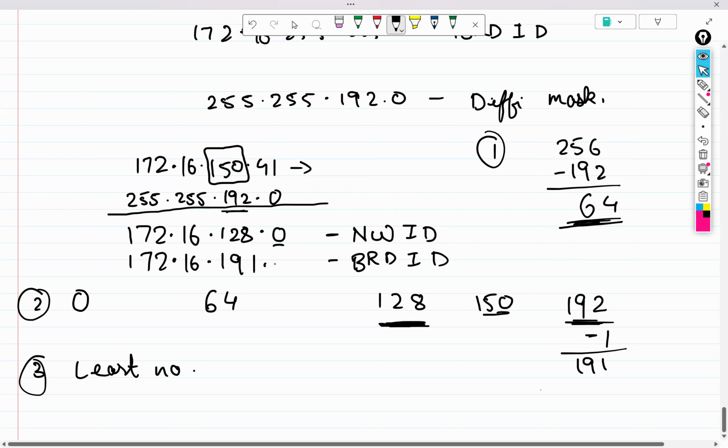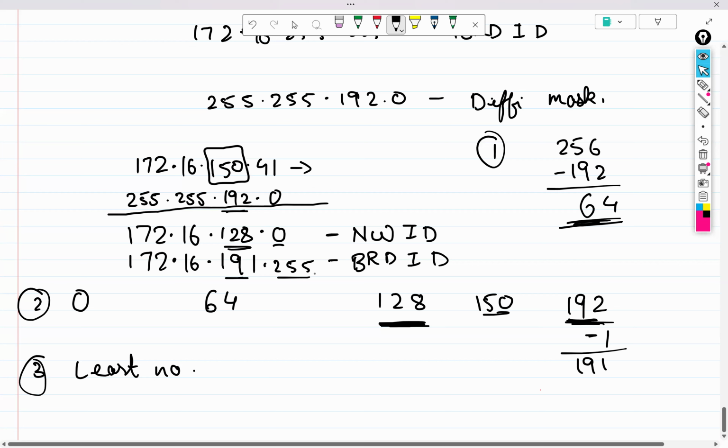172.16.191, and convert the 0 to 255. This is your broadcast ID. To find out the network ID, the lower number in the range becomes your network ID. The broadcast ID is the higher number minus 1, and wherever there is 0, convert that to 255.